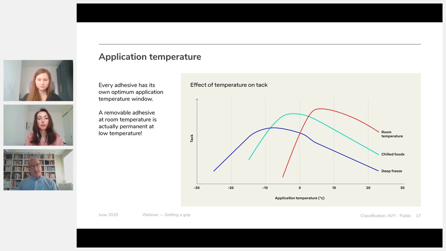So the two takeaways here are you cannot readily judge the adhesive for its ultimate performance always at one temperature. You really have to take into account the minimum application temperature, because this is the temperature at which the adhesive will obtain its maximum tack. The second interesting point to learn here is that a deep freeze adhesive, while being very sticky at low temperatures, actually can be a very good removable at ambient conditions.